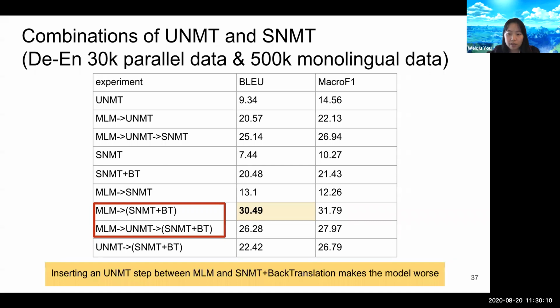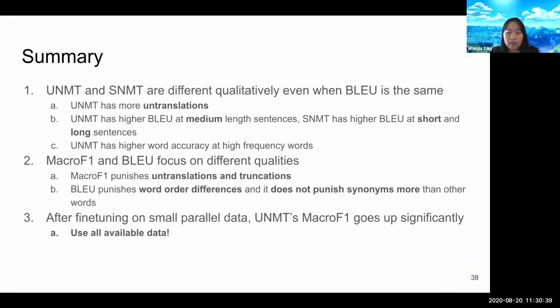What we are curious about is that adding a UMT step between MLM and SNMT plus back translation will make the performance worse. So we can see if we add that in the middle, BLEU drops to 22. So we don't know why this is the case yet, but we hope to see if it's the same on other different language pairs.